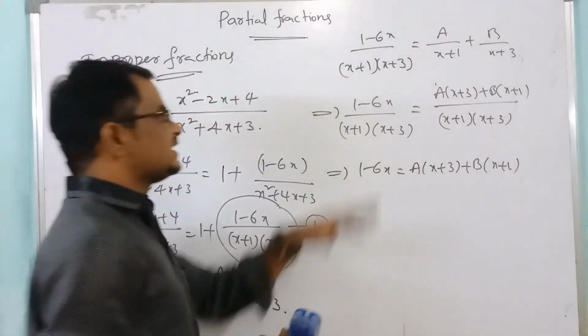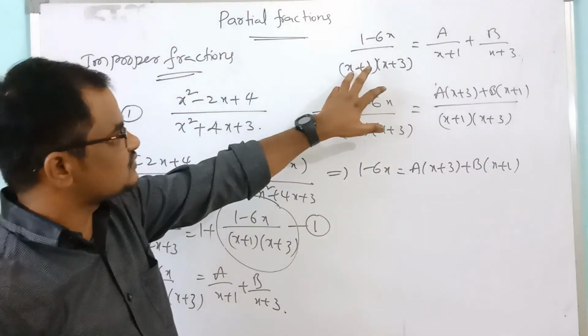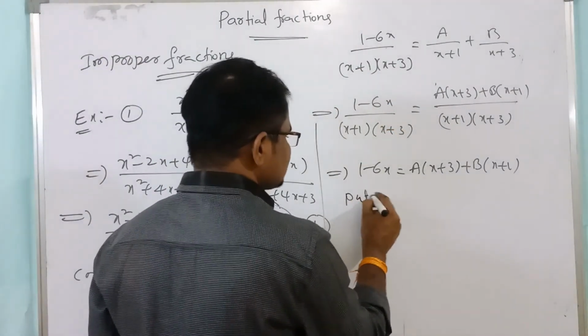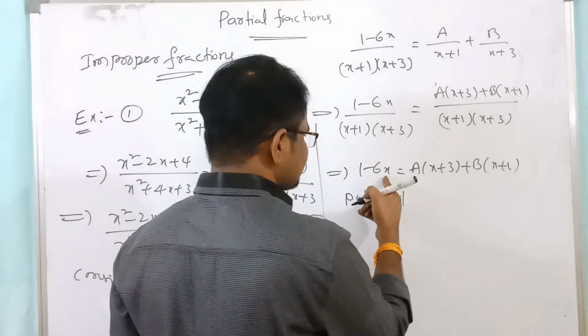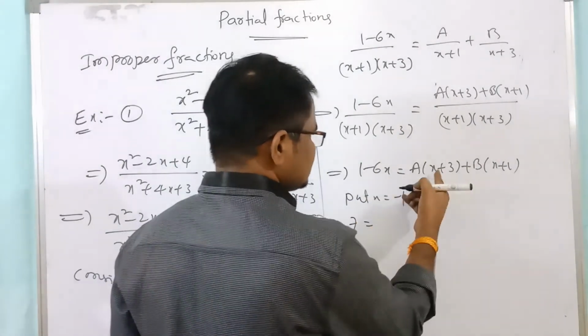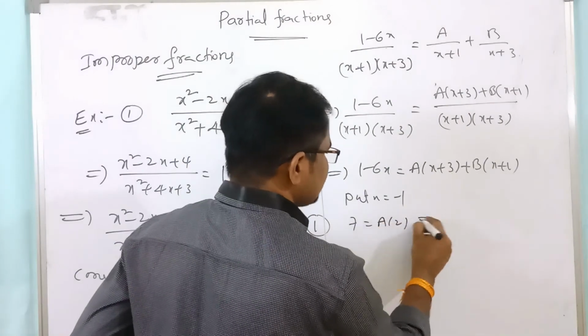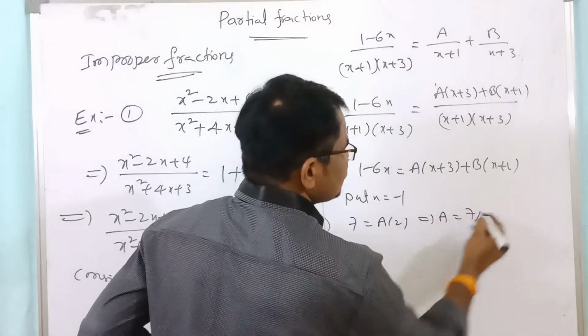So there are two linears. What are the substitutions? Minus 1 and minus 3. First substitute, put x equal to minus 1. If you substitute here, 7 you will get. Here minus 1 plus 3 means a into 2. That implies a equal to 7 by 2.